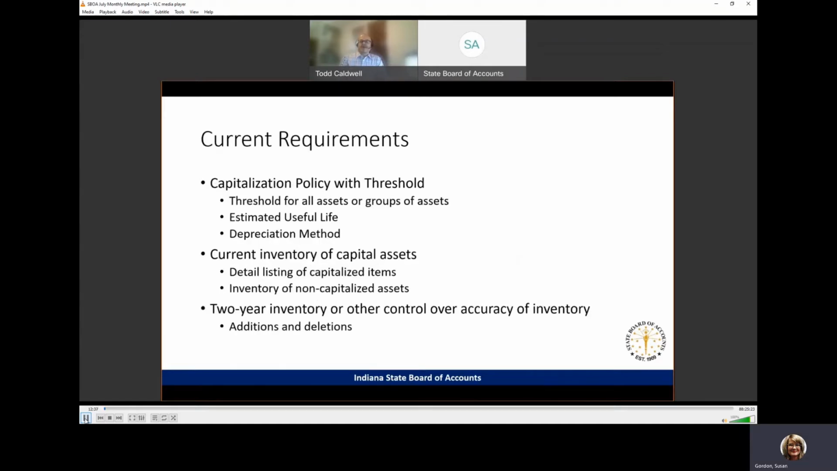From the manual, we find we should have had 3 requirements that we were meeting. The capitalization policy is the first one. This doesn't have to be a long, detailed policy. We've talked about it in the past. It's a threshold over which purchases of different types of items will be capitalized or considered a capital asset. We've talked about it. If you were at the annual conference a few years ago, Mike Nielsen spoke about the capitalization threshold.